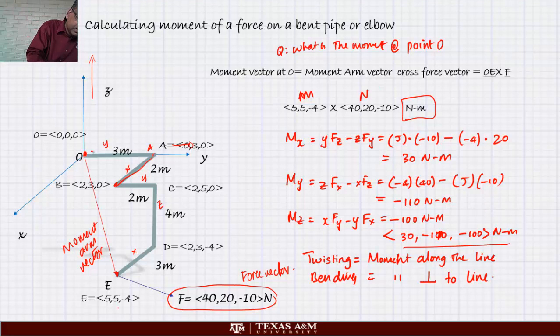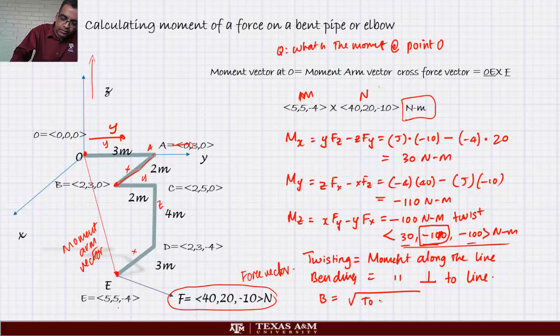In our case, the line is along the y-axis, so I have to look at how much is the moment along the y-axis. That's twisting. Now notice that the bending is the remaining, but we have to find the magnitude. So what will happen is, bending will be the square root of total squared minus twisting squared.